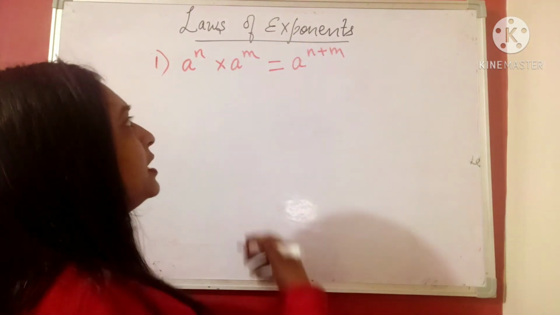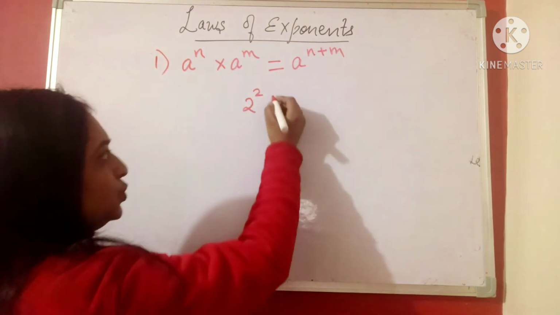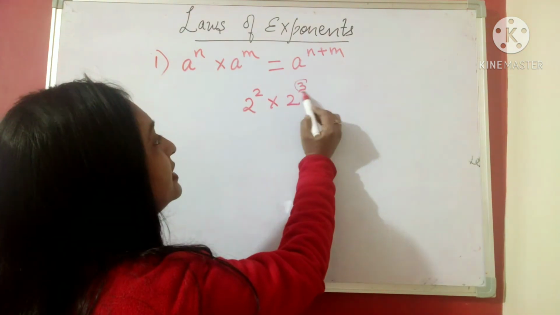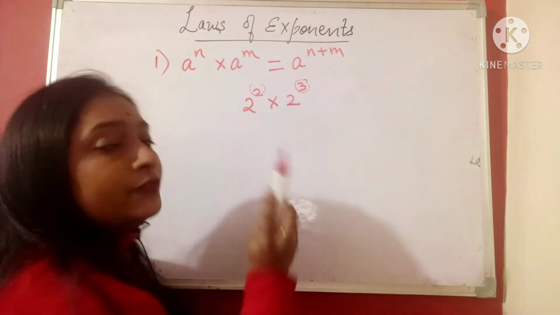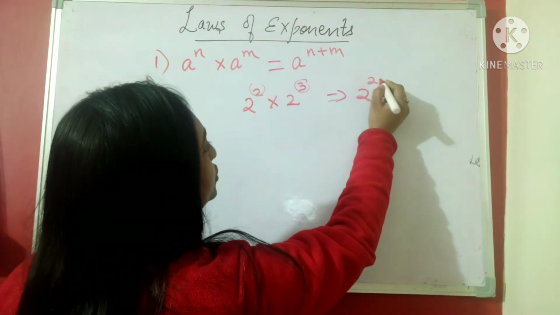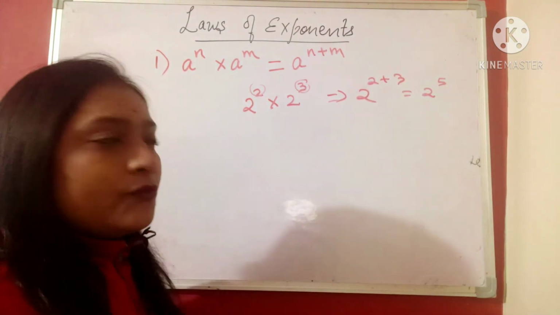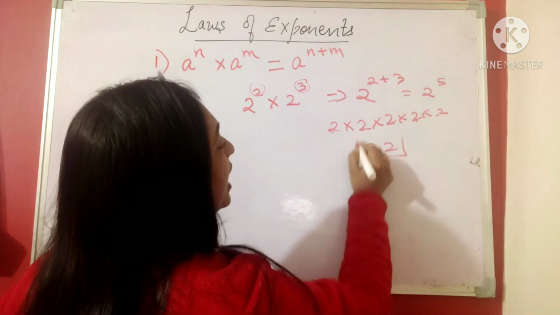Now what does it mean? If it is written 2 raised to the power 2 into 2 raised to the power 3, these are called bases and these are called exponents, right? When we have the same bases with different exponents, we can simply write 2 raised to the power 2 plus 3 is equal to 2 raised to the power 5. You can solve and you will get the answer.